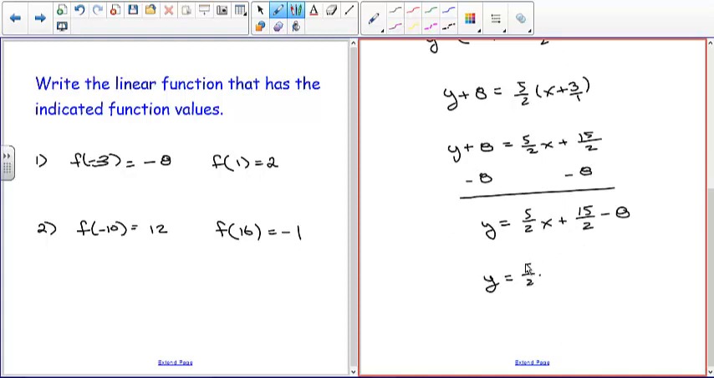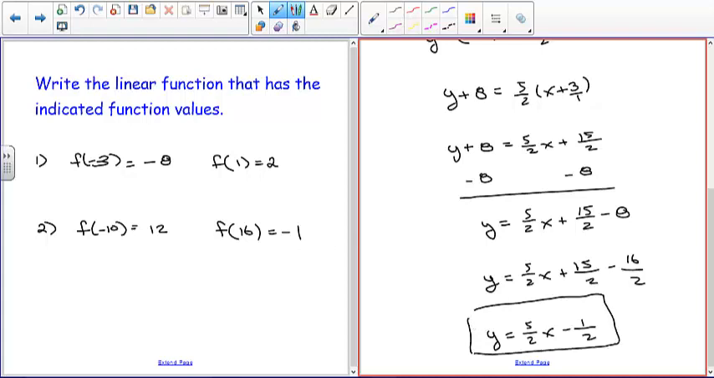But -8 in terms of halves is going to be, well, we need the denominator of 2, so you're going to multiply the numerator by 2. Okay, so that's negative 16 halves. So now that you found a common denominator, you get that 15 minus 16 is 1. And that is the linear function indicated by the given information.